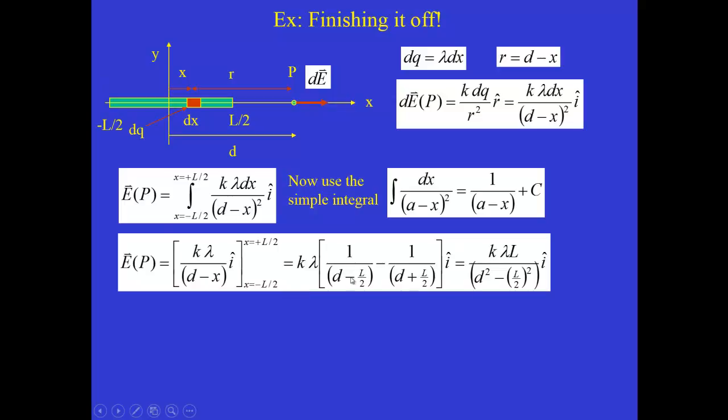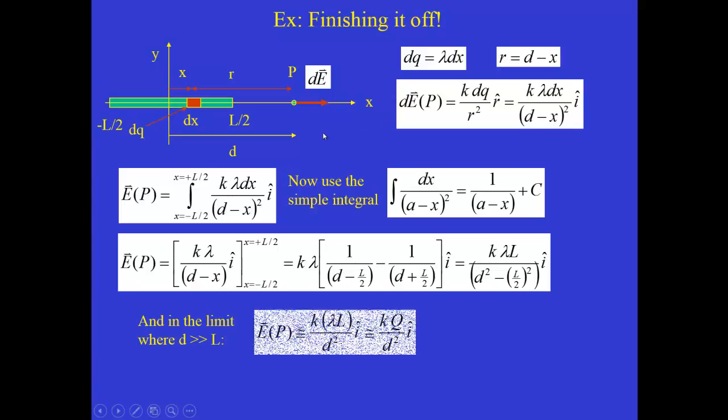When we plug in the two limits and then simplify the problem by getting the two terms over a common denominator, here's the result that we get. And here's the limit where d is much, much greater than L. So imagine that d, the point P, is really, really far away along the x-axis, where d is much larger than L. Look what happens. In the denominator, the d squared is much larger than the L over 2 squared. And so this becomes approximately k lambda L over d squared.